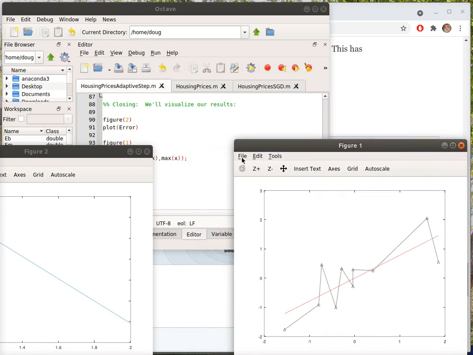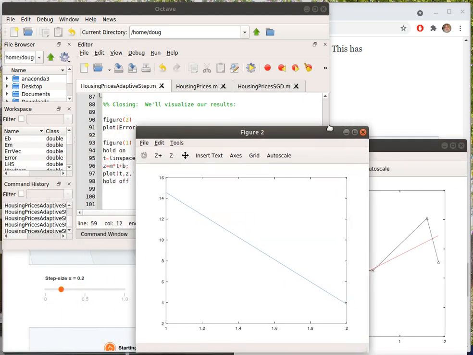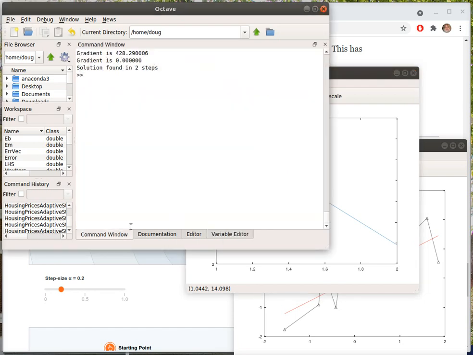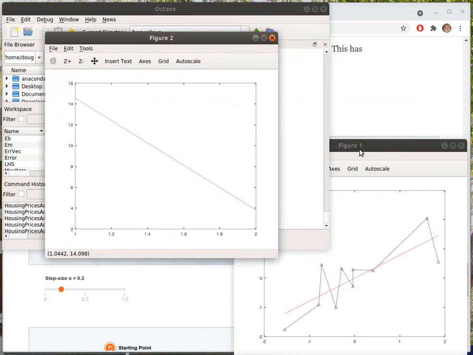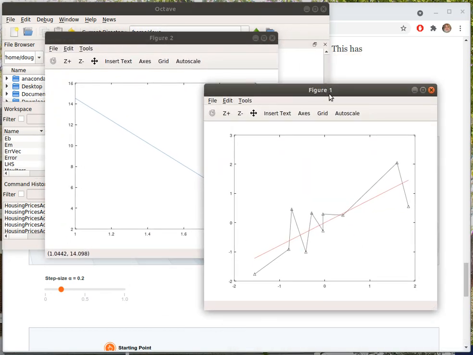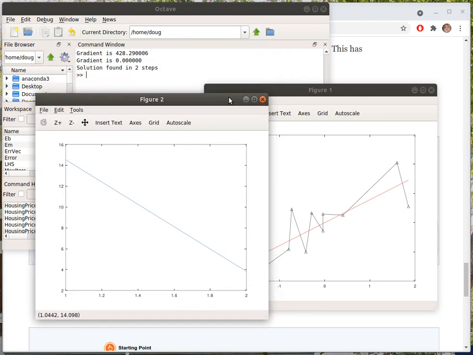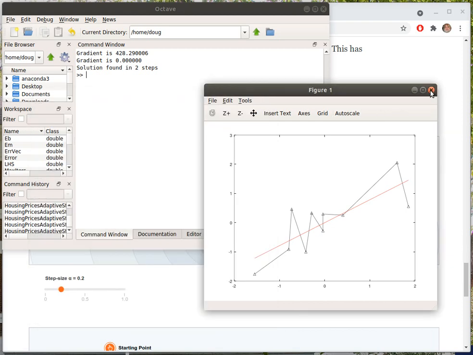What do you notice about the error? In fact, let's take a look at the output of our algorithm. Amazing! Solution found in 2 steps. Done. Okay, that's kind of an extreme example. Of course, linear algebra would find it in 1 step. So it's not too surprising that adaptive step size found it in two, but it is nice to see that that really does work. It can minimize your error very quickly.